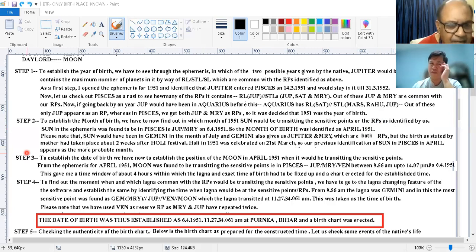Sun in the ephemeris. Now look, this is very important. Sun, please pay attention. Sun in the ephemeris was found to be in Pisces, that is Jupiter, Mercury, on 6/4/1951. So the month of birth was identified as April 1951.